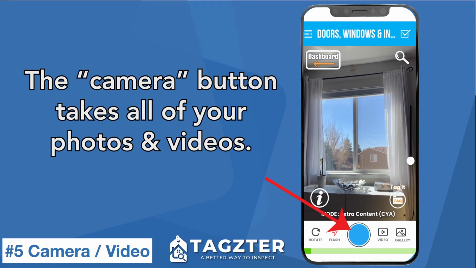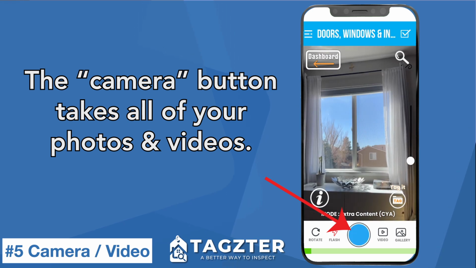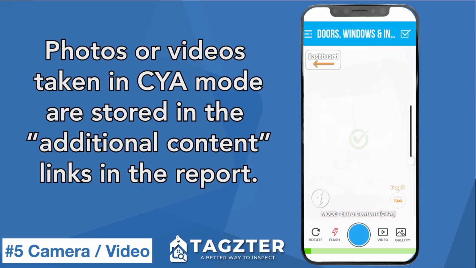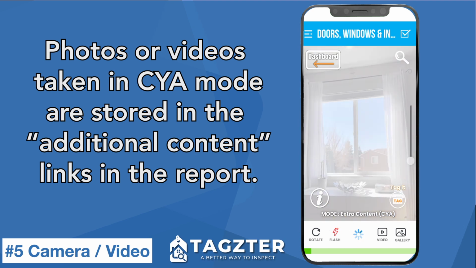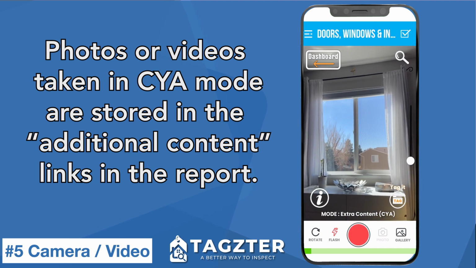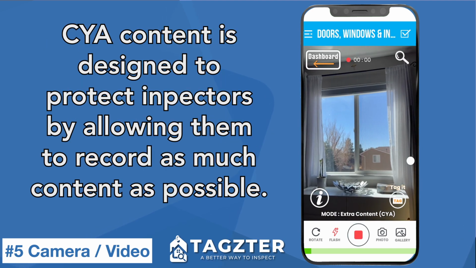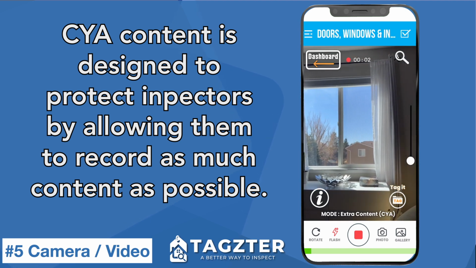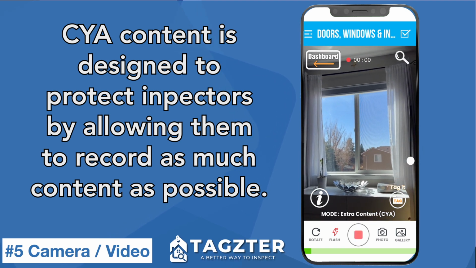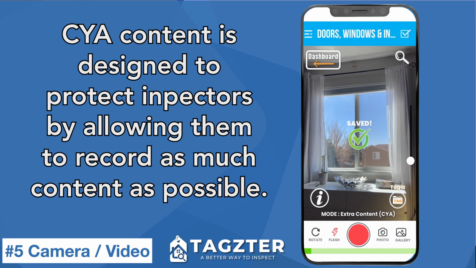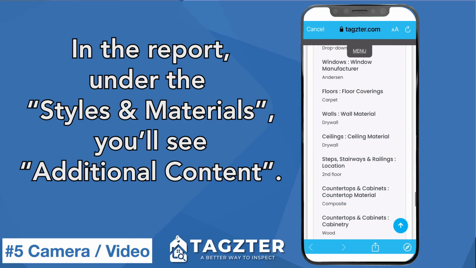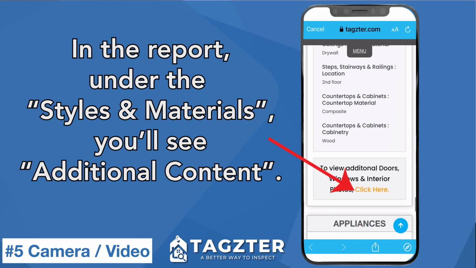The Camera button takes all of your photos and videos. In CYA mode, the photos and videos are stored in a link at the bottom of each section within your inspection report. CYA stands for Cover Your Ass. CYA mode is designed to visually document everything you inspect as a timestamp of your activity on the property. Here's an example of where your CYA content is stored in the report.